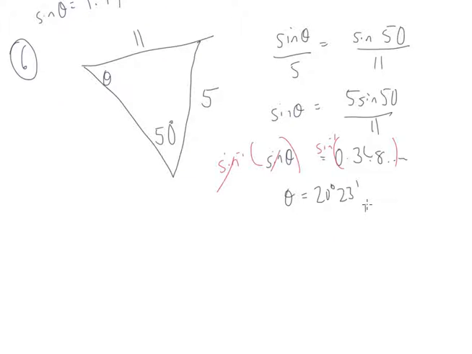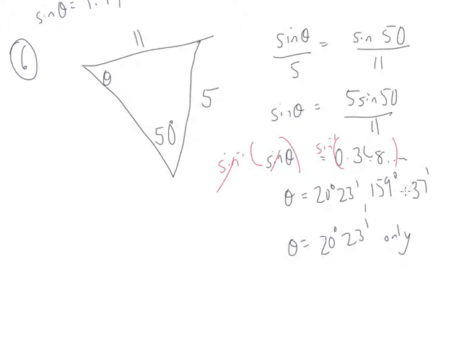Our second solution, we're going to 180 minus our answer again. And we're going to get 159 degrees, 60.62, which is 37 minutes. Check if that works. That will not work again, so theta is 20 degrees, 23 minutes only. But again, I want to see that evidence.